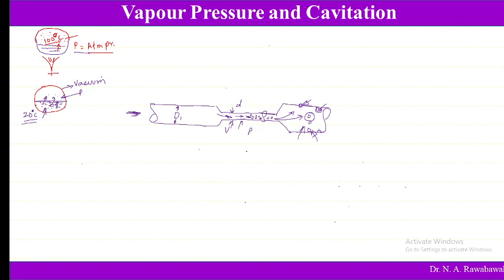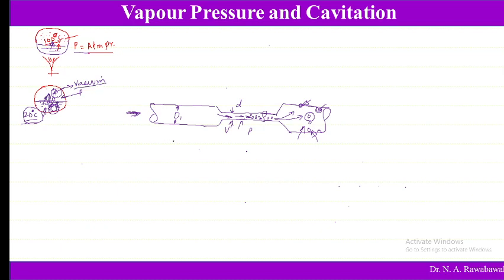So very first, what is vapor pressure? Vapor pressure is nothing but the pressure at which a liquid starts to get converted into vapor. So if we reduce the pressure of a liquid, keeping temperature constant without heating, to the vapor pressure of the liquid, automatically this liquid starts to vaporize and gets converted into vapor.